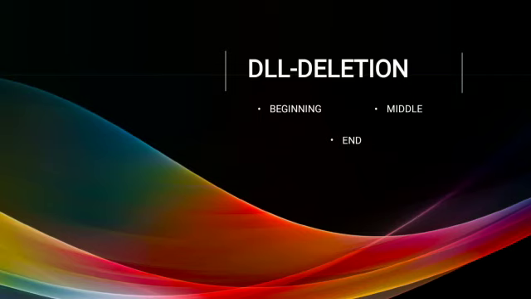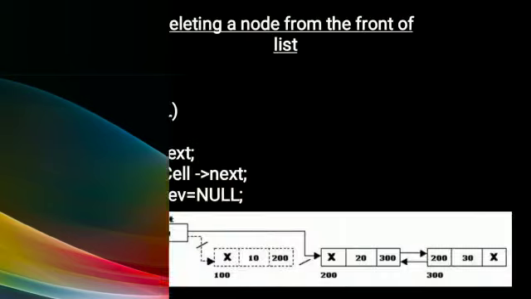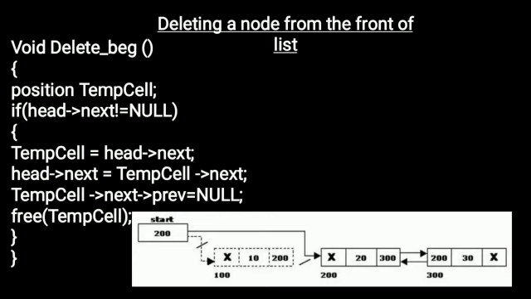Now we move on to the deletion operation. Same as insertion, the node can be deleted from anywhere in the list. First, we see how to delete an element from front of the list. Here we return nothing, so return type is void. My function name is delete begin. First, we declare the position of temp cell. Here temp cell is a node which we are deleting from the list.